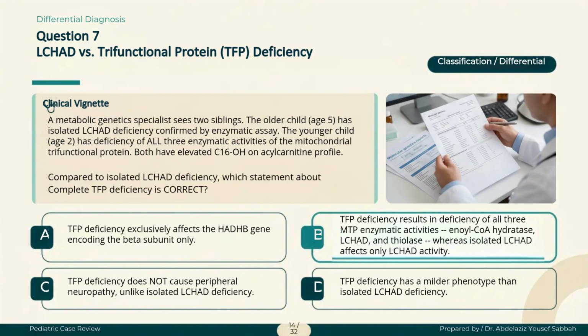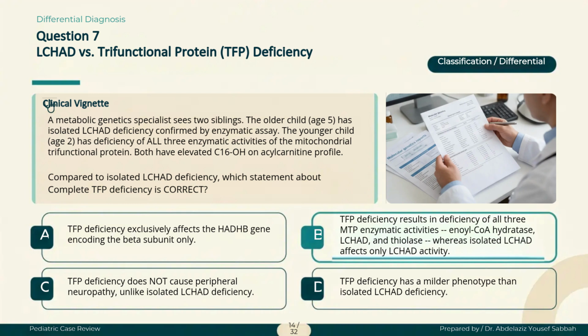Option A. Trifunctional protein deficiency exclusively affects the HADHB gene encoding the beta subunit only. Option B. Trifunctional protein deficiency results in deficiency of all 3 mitochondrial trifunctional protein enzymatic activities, namely enoyl coenzyme A hydratase, LCHAD, and thiolase, whereas isolated LCHAD deficiency affects only LCHAD activity. Option C. Trifunctional protein deficiency does not cause peripheral neuropathy, unlike isolated LCHAD deficiency.